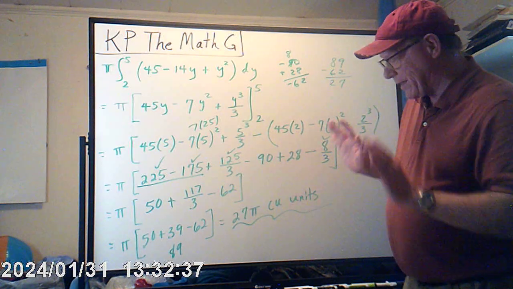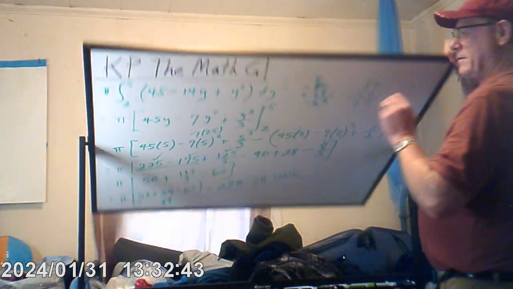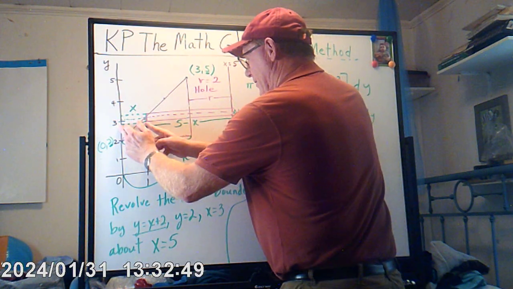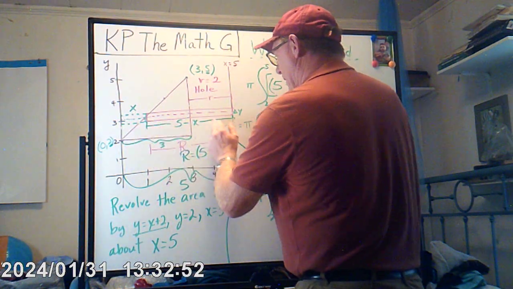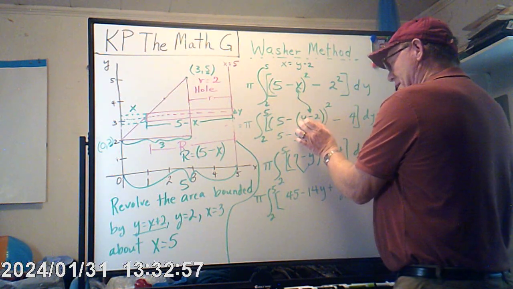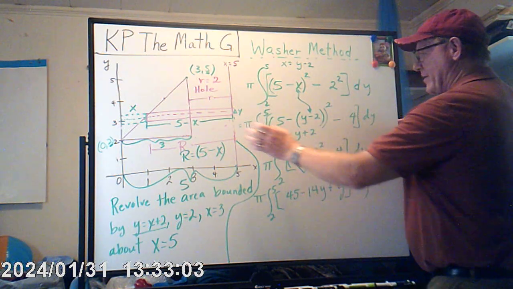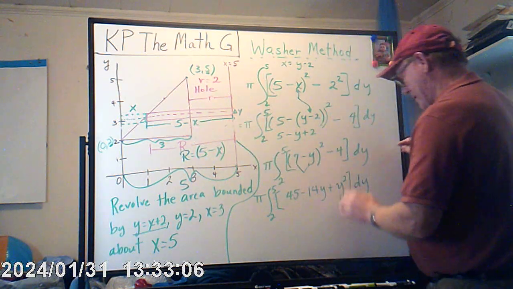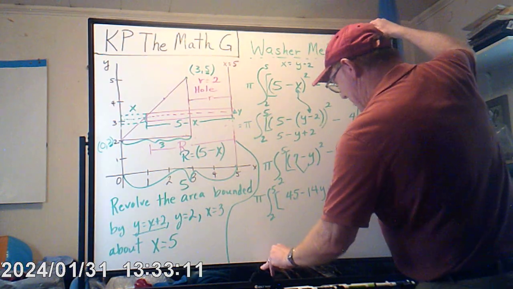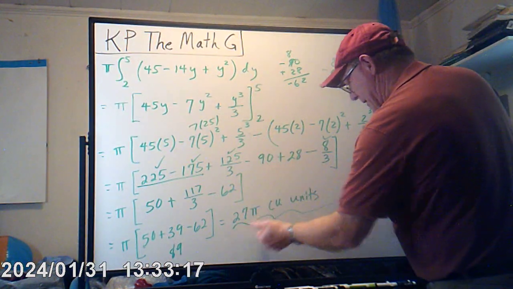The key to getting this is right here from the start. This is 5, this is x, this long radius is 5 minus x, but x is y minus 2. So we put that together and square that, and then this radius here is 2. So 2 squared is 4. Getting all that together, of course you can integrate from there, and you come up with 27 pi cubic units.